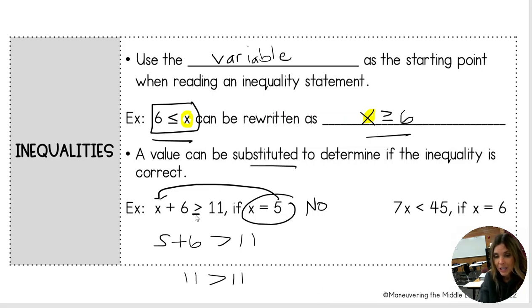Now, if I change this to say x plus 6 is greater than or equal to 11, we would then say yes, it's a solution.